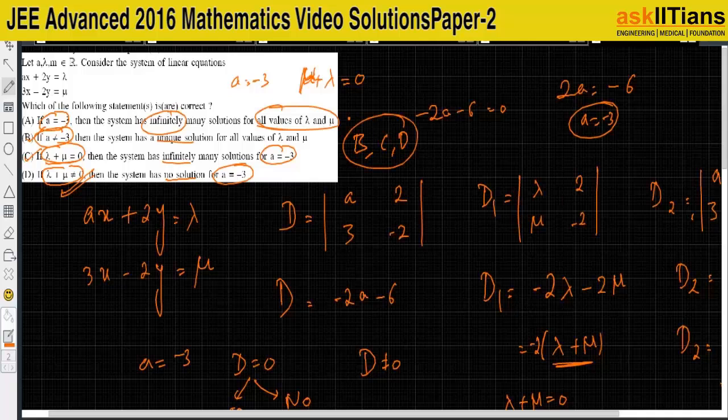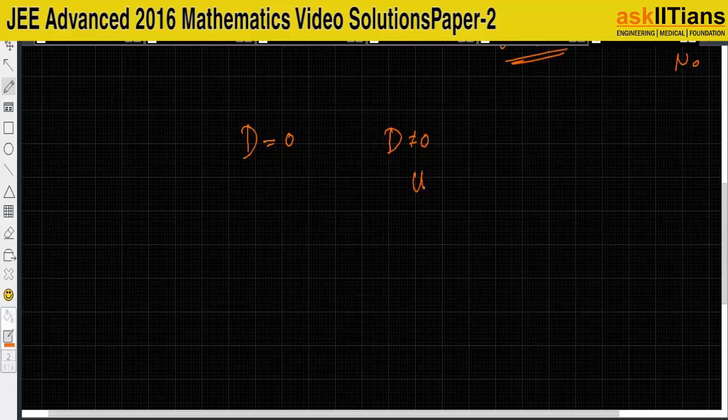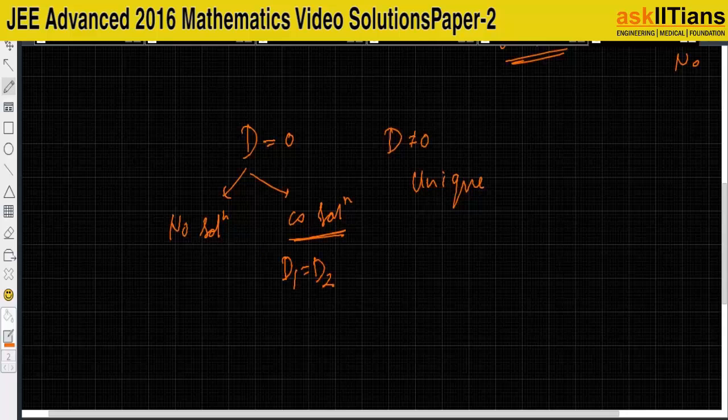This was a very easy question. If you know Cramer's rule, then you can easily solve this question. There are only three cases: either D is 0 or D is non-zero. If D is non-zero, I always get a unique solution. If D is 0, either I'll get no solution or infinite solutions. I'll get infinite solutions if along with D, D1 and D2 are also 0. But I'll get no solution if either D1 or D2, one of them, is non-zero.